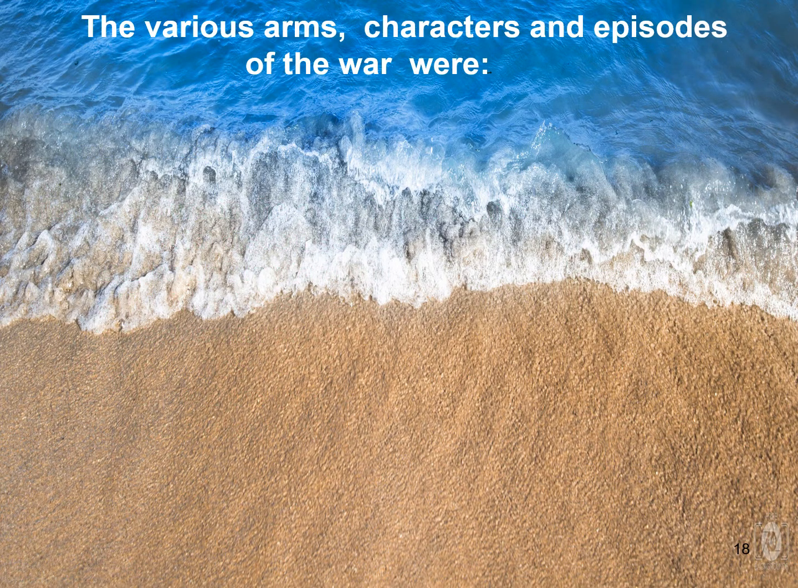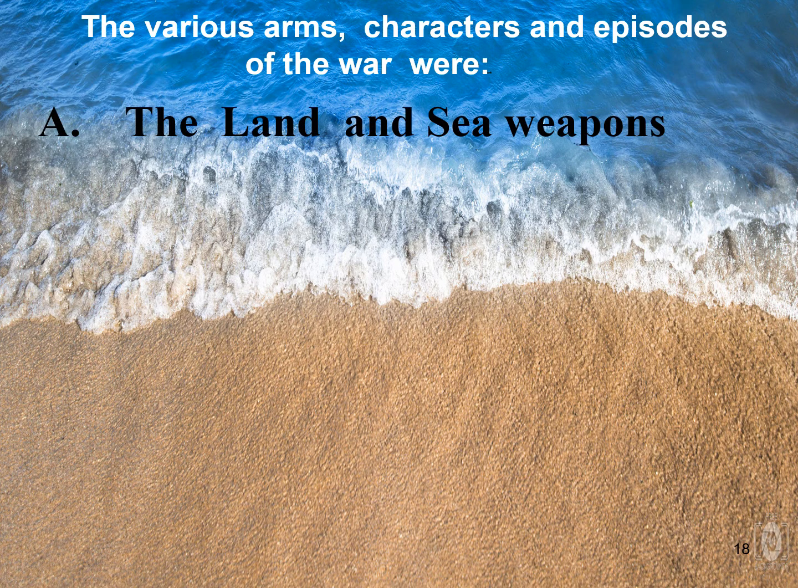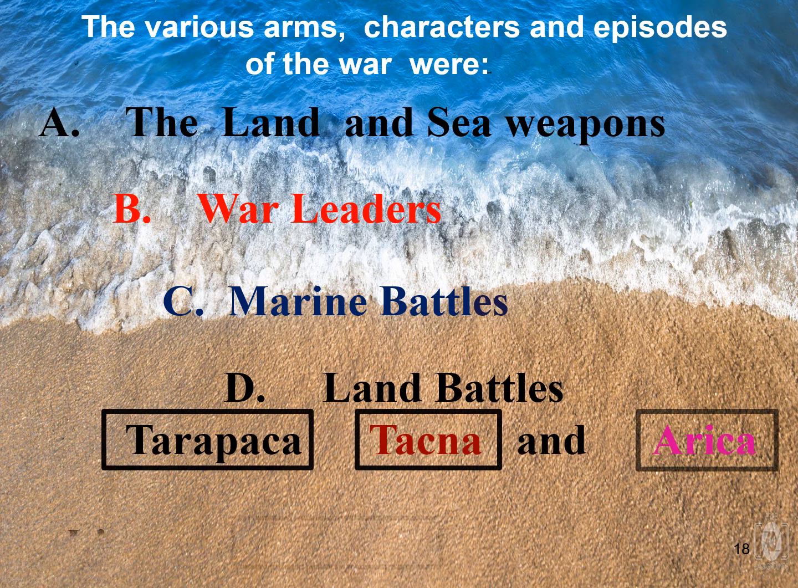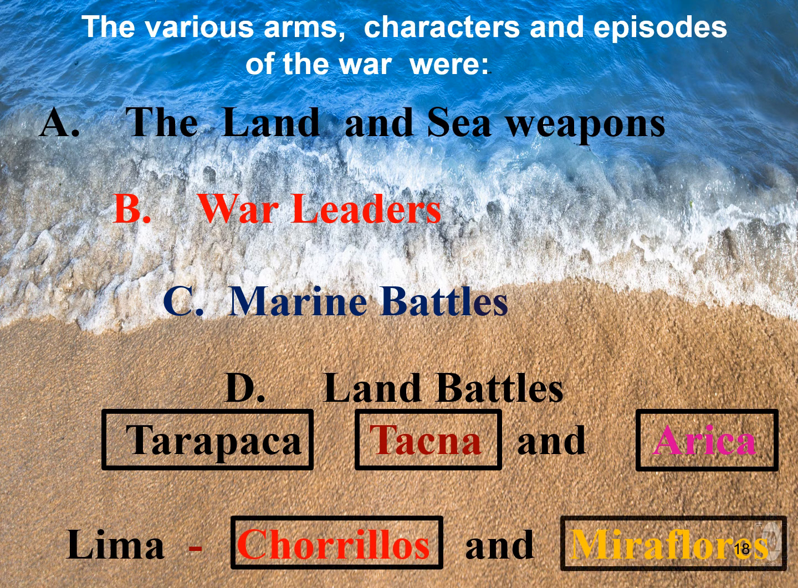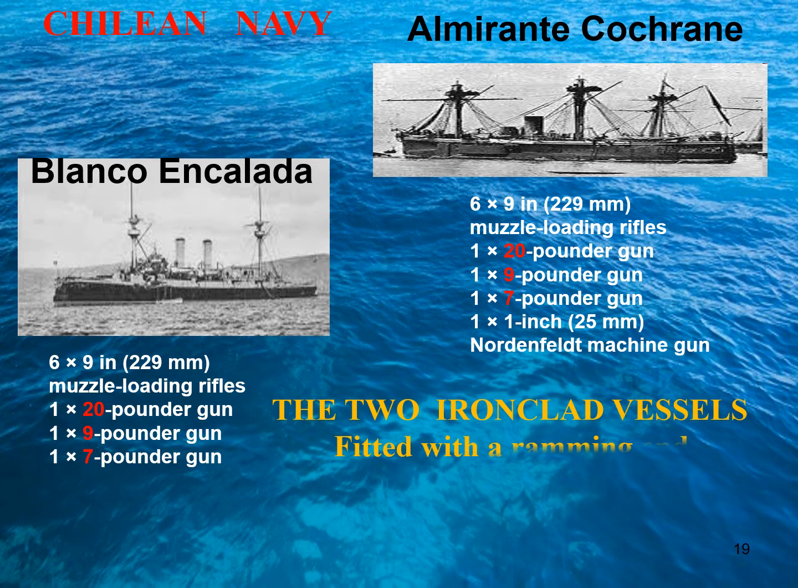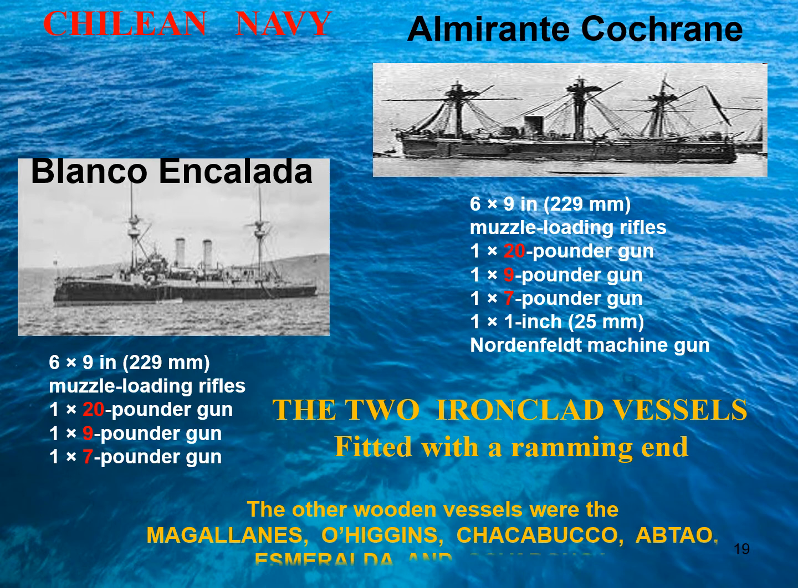The various arms, characters and episodes of the war were the land and sea weapons, the war leaders, the marine battles, the land battles at Tarapacá, Tacna and Arica, and in Lima at Chorrillos and Miraflores. The Chilean Navy was composed of two main ironclads, Almirante Cochrane and Blanco Encalada, both fitted with a ramming end. The other wooden vessels were the Magallanes, O'Higgins, Chacabuco, Abtao, Esmeralda, and Covadonga.